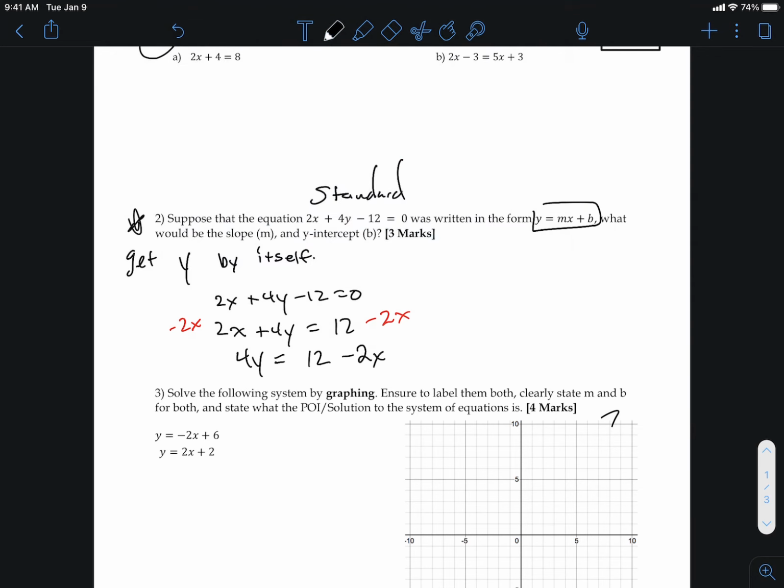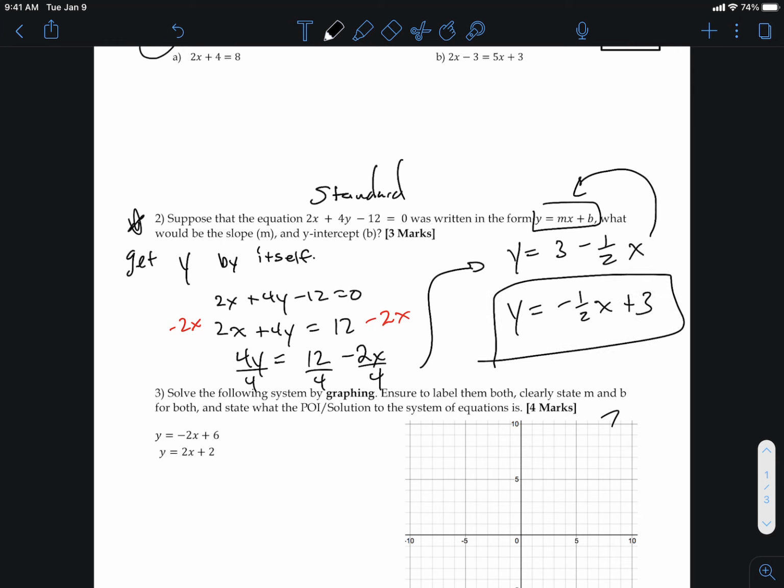And I'm almost there, right? I just got to divide both sides by 4. Everything. And I land with y is equal to 3 minus 1/2 x. Does this look entirely like this? Almost, but not quite. It's saying the same thing, but that's it. Okay.